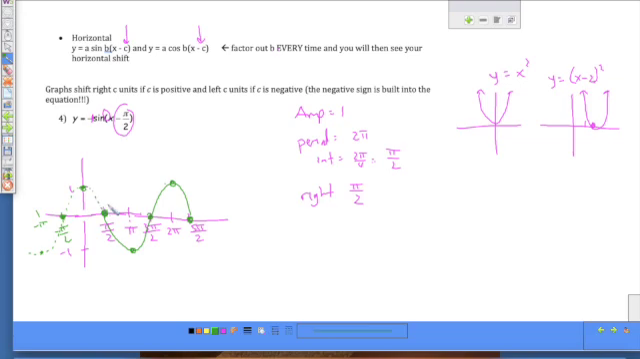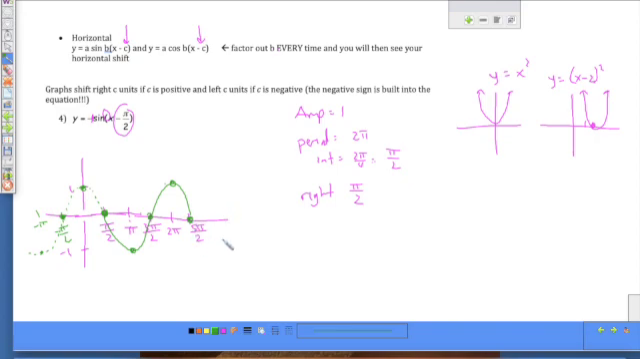Now, if you look at this for a second, this looks like a positive cosine graph starting at the top with no shift. This is a negative sine graph shifted to the right pi over 2. Okay, this is a very important concept as we continue to move forward here with graphing trig functions.